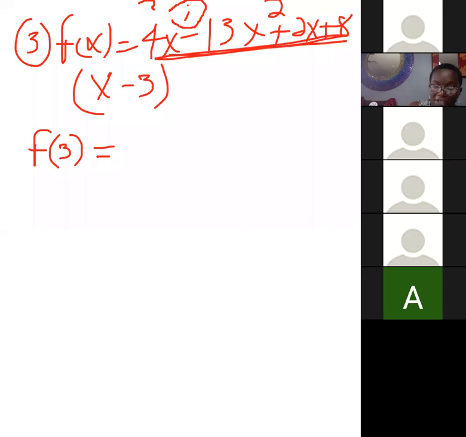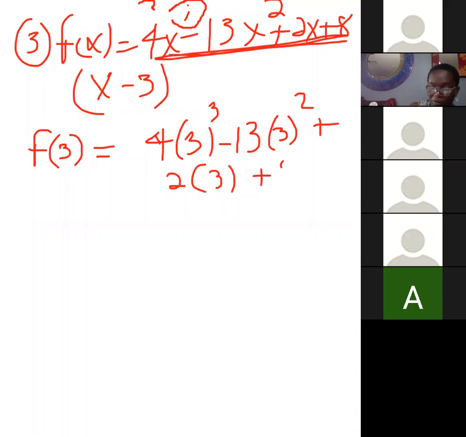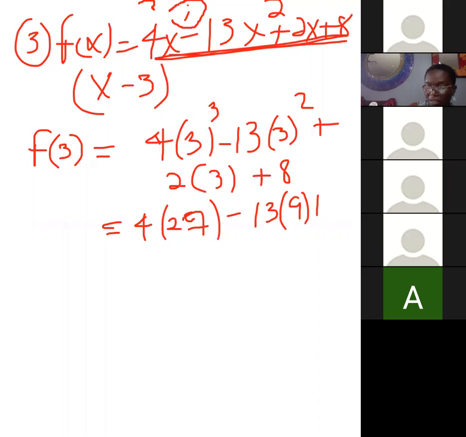All right. So, we're going to plug it in for every single x and then work it out. You just grab your calculator and let the calculator work it out for you. So that's 4 times 27. Somebody plug this into the calculator, please. 13 times 9 plus 8 plus 8. Let me see. That's 108 minus. Somebody plug this into the calculator, please.